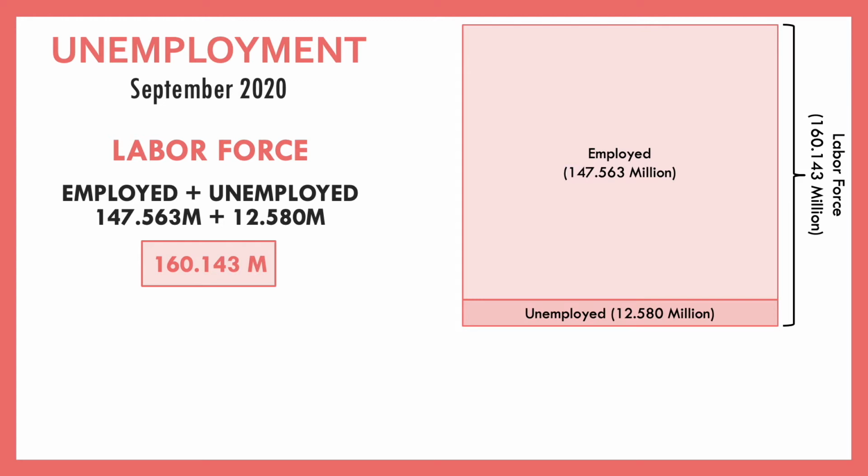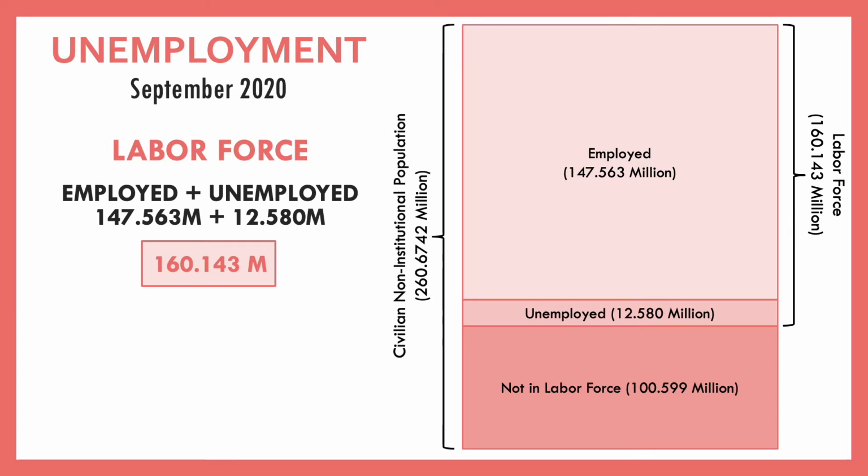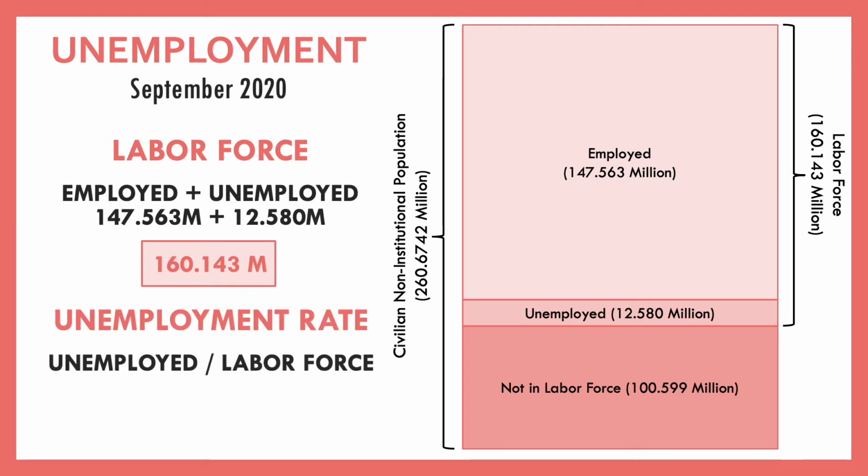Now, this does not make up our entire adult population. Remember, the entire population also includes those that are not in the labor force. So the 100.599 million people not in the labor force, where if we add these up together, all of that together makes up our civilian, non-institutionalized population. But it's just those top two boxes we're looking at, the ones that are either employed or unemployed, that make up our labor force. But we said that the unemployment rate is equal to the number of people unemployed divided by the labor force. Or what we're trying to figure out is what percentage of those top two boxes together is just the long, skinny, narrow one in the middle.